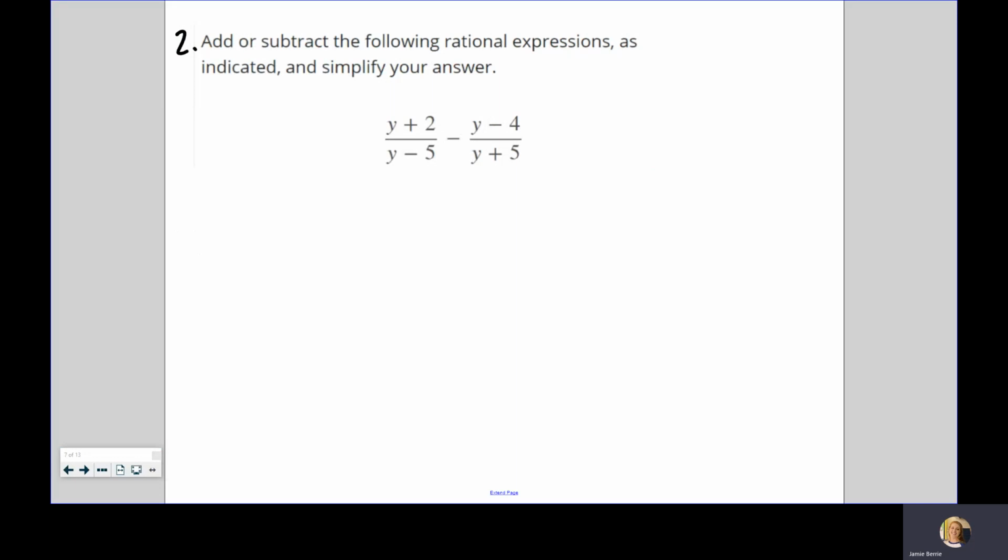All right, so remember our 4 steps. Your first step was to factor all your numerators and denominators if possible. So let's take a look at our numerators and denominators. Here we have y plus 2, that can't be factored. y minus 5, that can't be factored. And same over here, neither this numerator nor this denominator can be factored. So that's good.